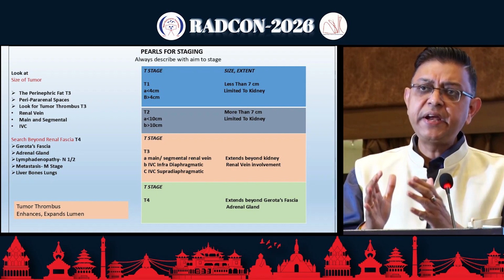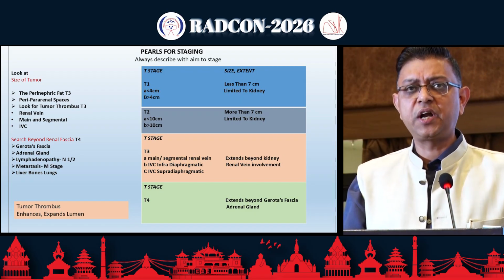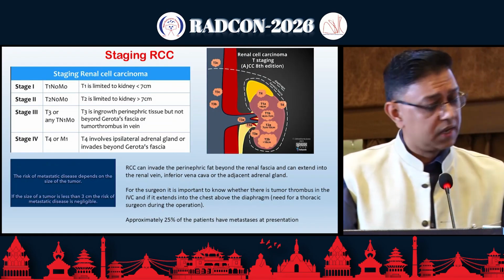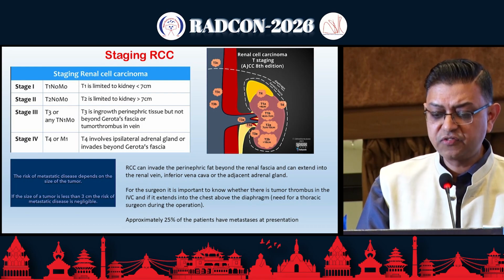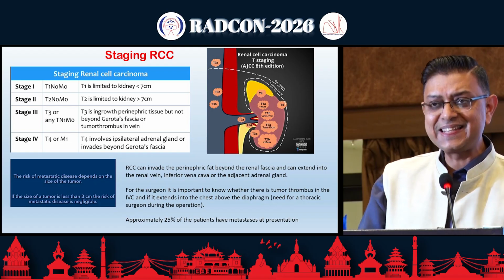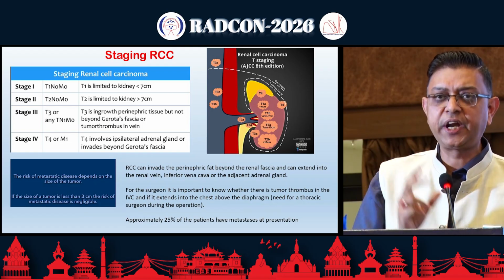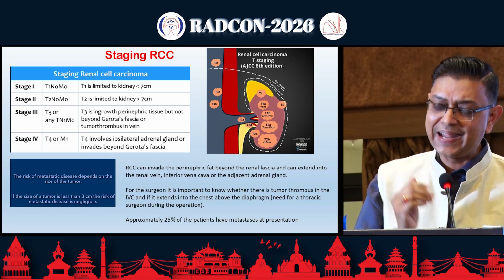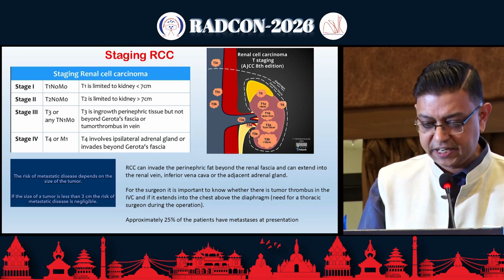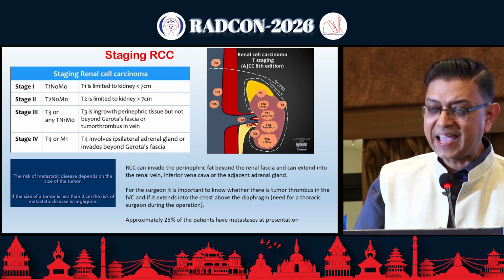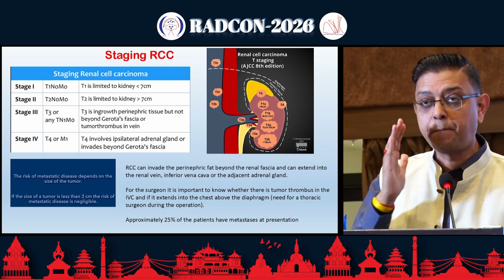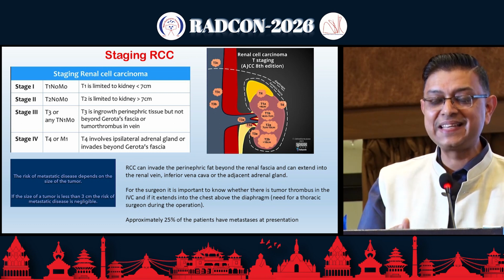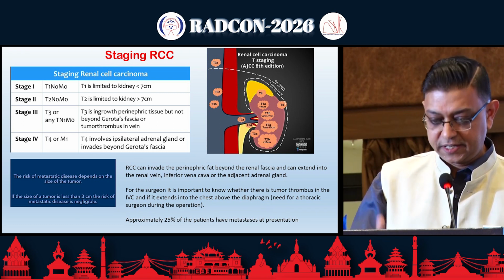Now, you have made a diagnosis of a renal cell carcinoma. Now you need to give the staging. The T stage consists of the size. Anything less than 7 centimeters and limited to the kidney is stage 1, further divided into A and B: less than 4 centimeters or more than 4 centimeters. T2 is anything more than 7 centimeters but limited to the kidney, again divided into A and B. A is less than 10 centimeters, B is more than 10 centimeters.